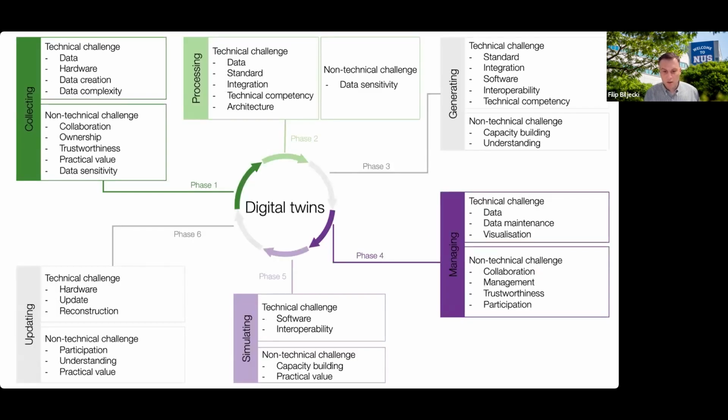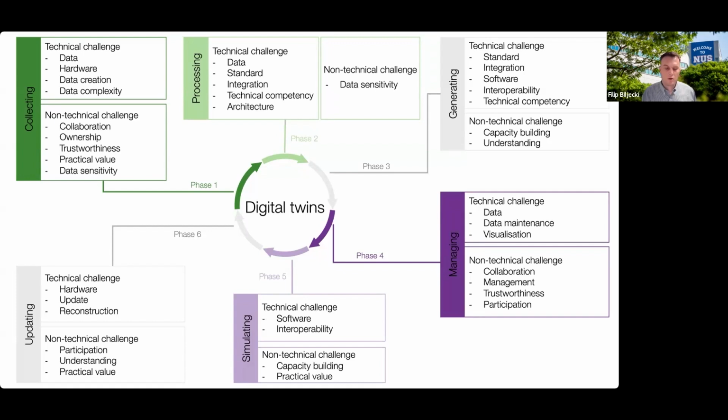And she has listed an inventory of about 50 different challenges why digital twins are still not adopted fully around the world. She split them into technical and non-technical challenges. For example, among technical challenges, we have interoperability as a prominent obstacle, and among non-technical challenges are aspects like capacity building and trustworthiness of digital twins.